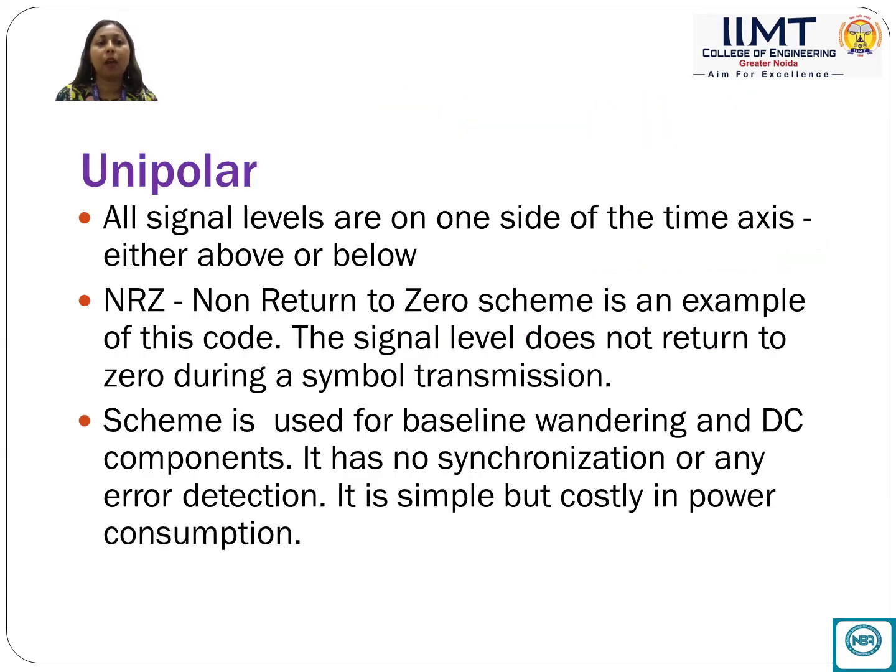Unipolar technique. All signal levels are on one side of the time axis, either above or below. Non-return to zero. The non-return to zero scheme is an example of this. The signal level does not return to zero during a symbol transmission. This scheme is used for baseline wandering and DC components. It has no synchronization or any error detection. It is very simple but costly in power consumption.